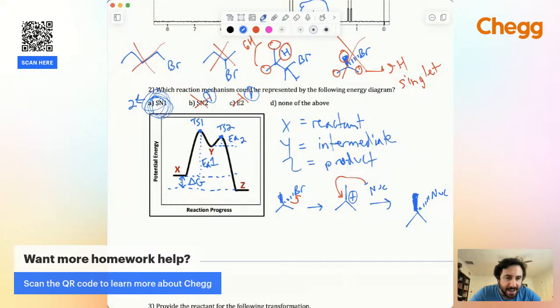Laura says, can we do some acid and base pH chemistry review, Bronsted-Lowry? So that's really Gen Chem.